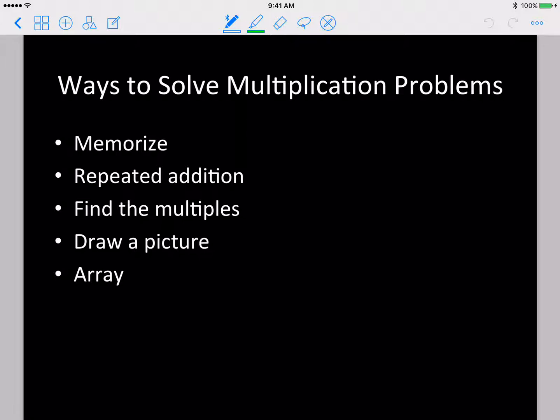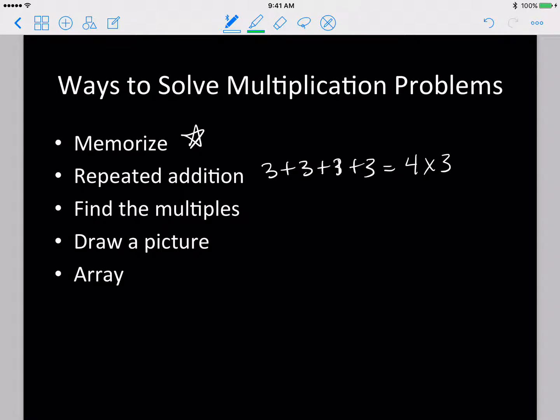And what I want you all to be comfortable with is a strategy where you can take any multiplication problem and figure it out. So we talked about memorization, repeated addition. That's just where, like I did on the other page, you had 3 plus 3 plus 3 plus 3. And that's the same thing. It's equal to 4 times 3 or 3 times 4. They're equal.